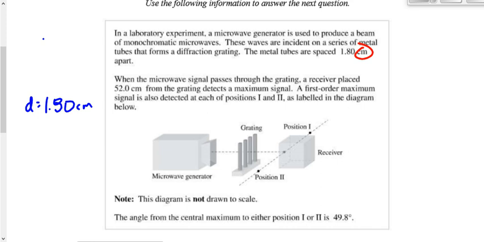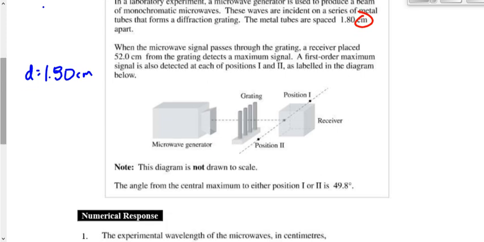All right. When the microwave signal passes through the grating, the receiver placed 52 centimeters from the grating detects a maximum signal. What would that 52 centimeters be? What variable would that be? The receiver placed 52 centimeters from the grating. What is that receiver acting as? That's acting as our screen, right? We can't see microwaves on a piece of paper or on a white screen, so we have to have some kind of electronic receiver. So this is going to be the value of L, from the diffraction grating to the screen.